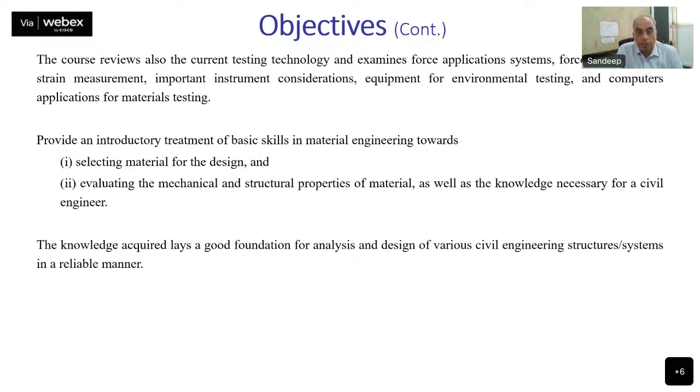So this provides an introductory treatment of basic skills in material engineering, so that one can be capable of selecting a material, or rather appropriate optimized material for a particular design. And one can evaluate the mechanical and structural properties of material, as well as whatever knowledge is necessary for a civil engineer. So in a way, this lays a good foundation for the analysis and design of various civil engineering structures, because we know that for analysis also and for design also, we do require the basic properties of the materials. At times we tend to just take them lightly, but they are very important and they may have a huge impact on the analysis and design. So this forms a sort of foundation for the analysis and design.